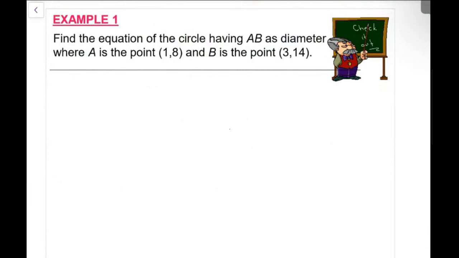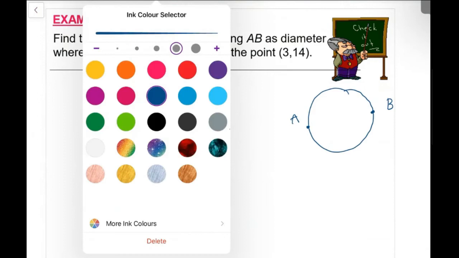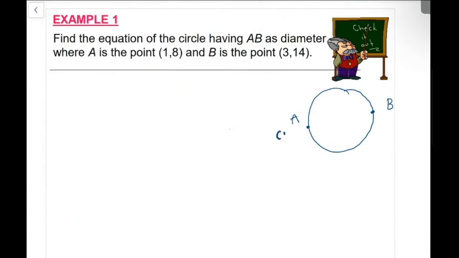So first example, we have to find the equation of circle given we have fixed point A and B, where A and B are diameter. 2 points after we connect it, we will have a diameter there. So let's illustrate it first. We have a circle here, and then given 2 points on the circle, point A and point B. So A here in this case is 1,8 and B would be 3,14. So if we connect these 2 points, we're going to have a diameter.